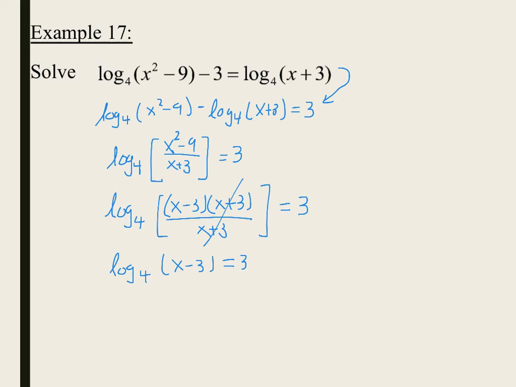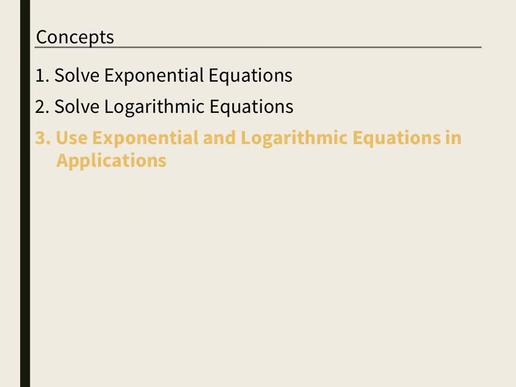And now I can write it in the exponential form. So x minus 3 is equal to 4 raised to the 3rd power. That means that x minus 3 is equal to 64, or x is equal to 67. So there is my answer for this particular problem.